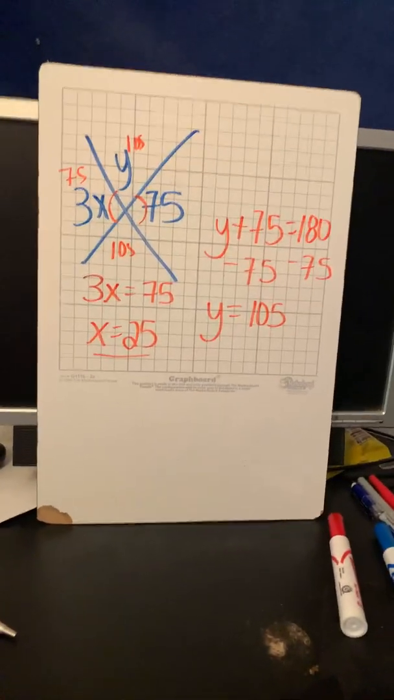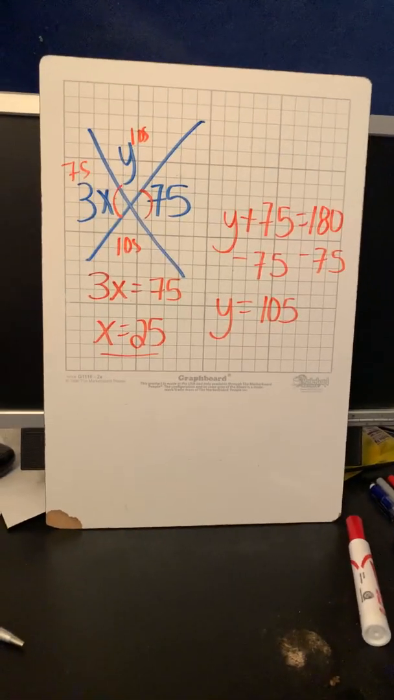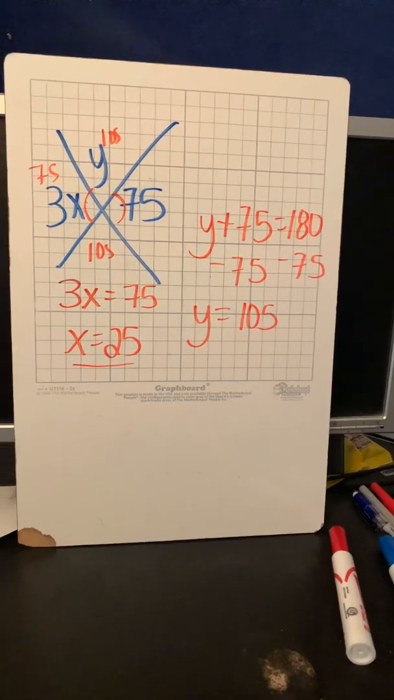So there's today's example of a paragraph proof. I wrote it out so it's more detailed and you can see it better. And then another example of your vertical angles.